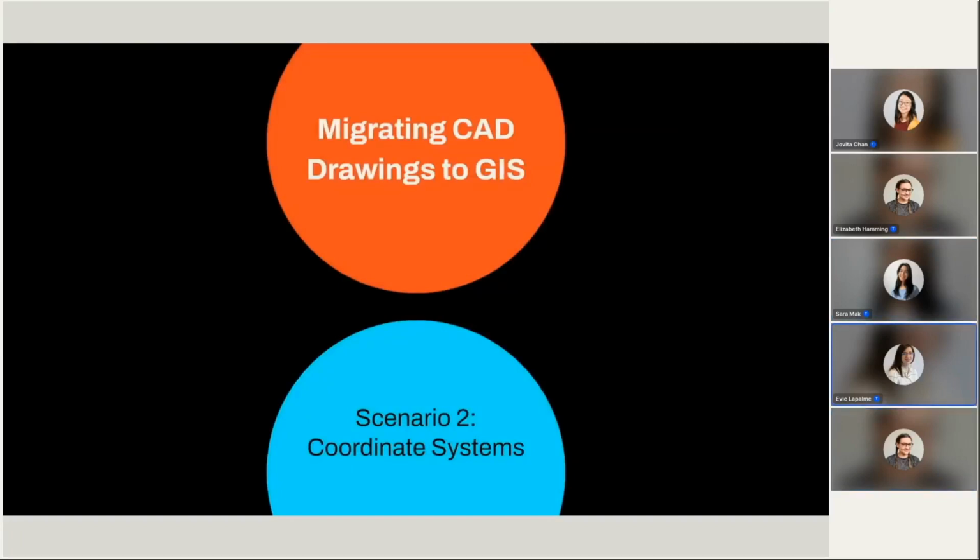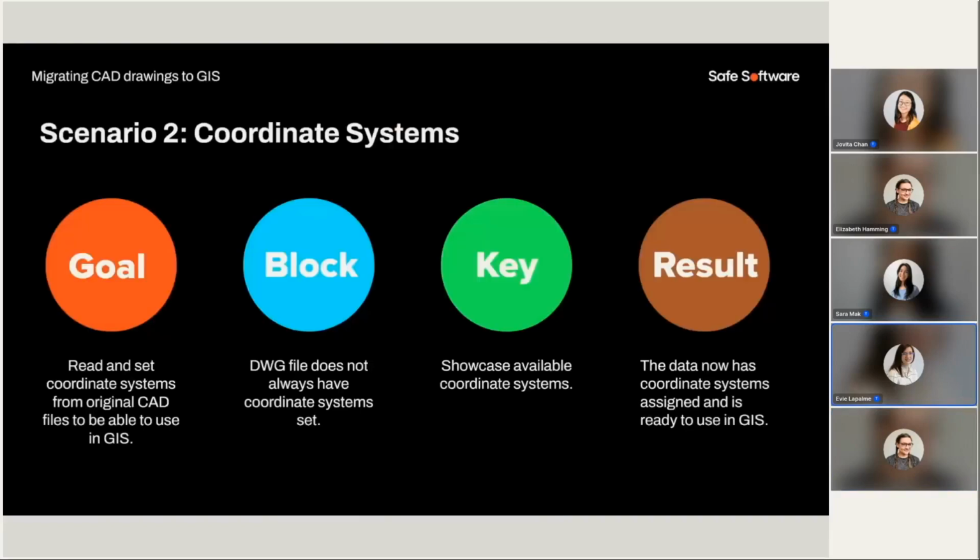Thanks, Sarah. So our scenario 2 is coordinate systems. We'll be going over how to read and set coordinate systems from original CAD files to be able to use in our GIS. Sometimes DWG files don't have coordinate systems, and sometimes they do, and we can read them. And so we will showcase the coordinate systems available and the result of having them assigned.